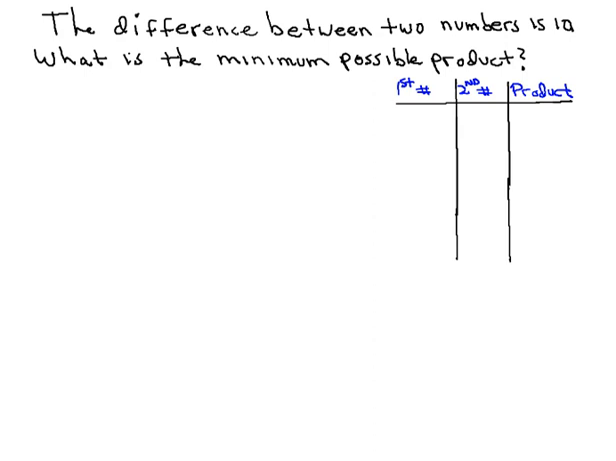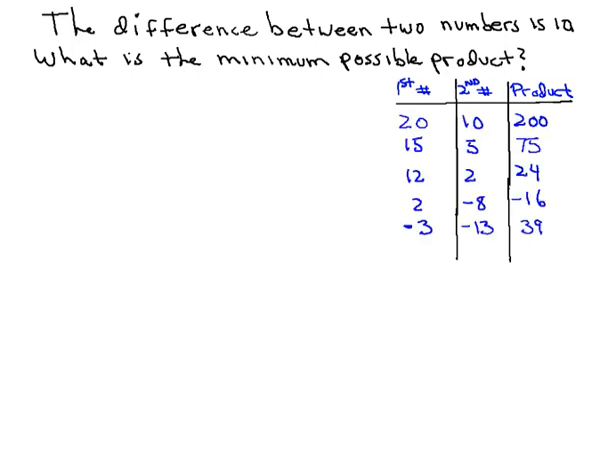So for our next example, we're going to look at this. We're told that the difference between two numbers is 10, and we're asked to find out what the minimum possible product will be for those two numbers. Now what I find helpful personally is to look at some specific pairs of numbers to get an idea about what kind of numbers might produce the minimum product, so that when we actually solve the problem algebraically more formally, we'll have an idea of whether or not our answer seems reasonable.